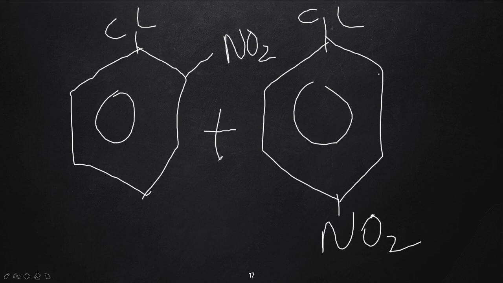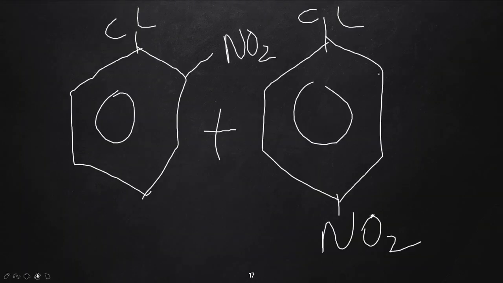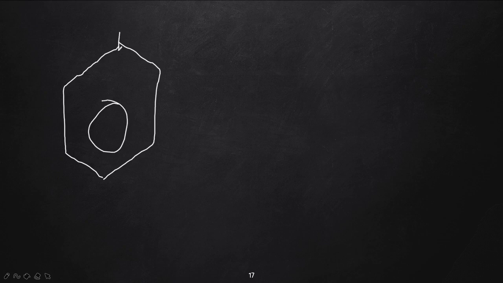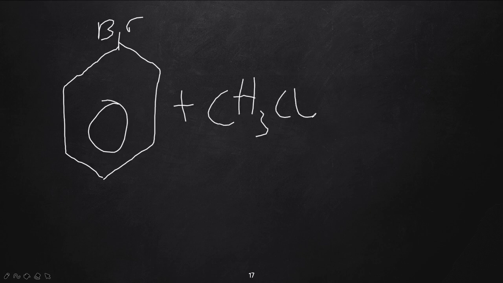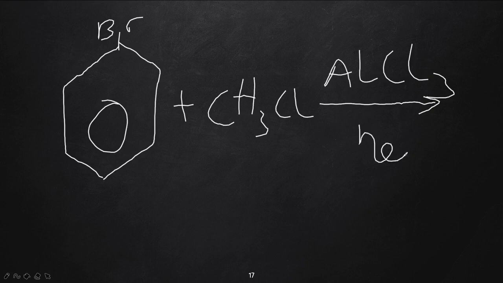Now let's take another example: alkylation of bromobenzene. Let me erase this and try alkylation of bromobenzene. Bromobenzene is like chlorobenzene, just substituted with Br. Now the alkyl group, this is Friedel-Crafts alkylation, you can check it. That's the name of this reaction, in the presence of AlCl3 and heat.